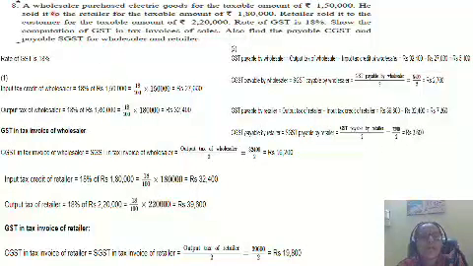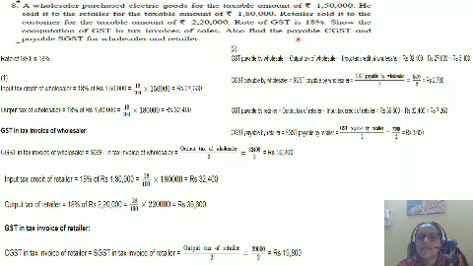Question number 8. A wholesaler purchased electronic goods for the taxable amount of rupees 1,50,000. He sold it to the retailer for the taxable amount of rupees 1,80,000. Retailer sold it to the customer for the taxable amount of rupees 2,20,000. Rate of GST is 18%. Show the computation of GST in tax invoices of sales.